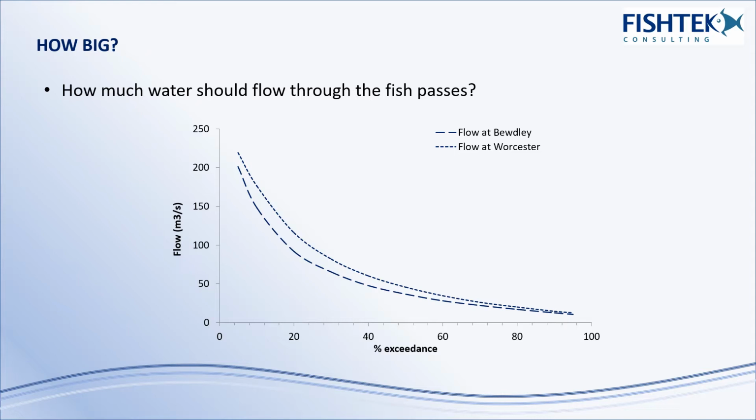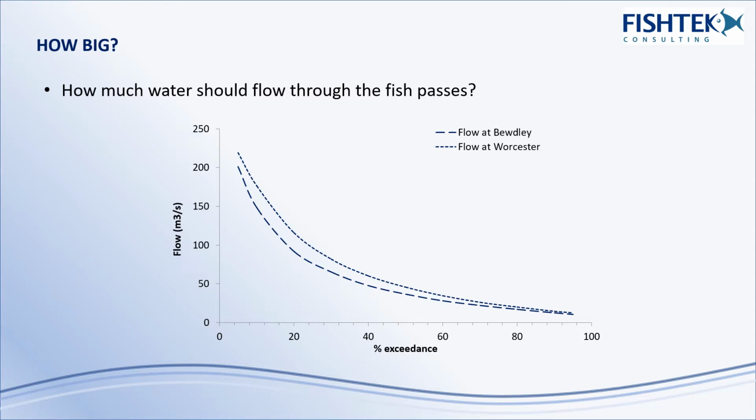And why that's important is that it gives you as high a chance as possible that fish will find the fish pass, because you're using a lot of the river in the fish pass, and that creates what is called the attraction flow to the fish pass. And like where you site the fish pass, it's a really critical component of fish pass design.